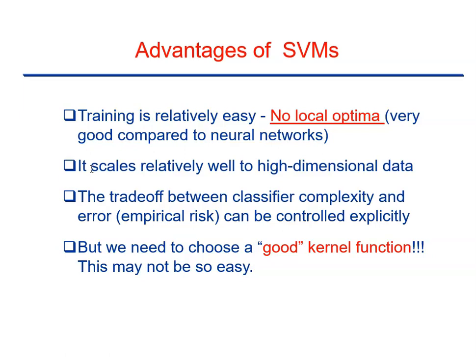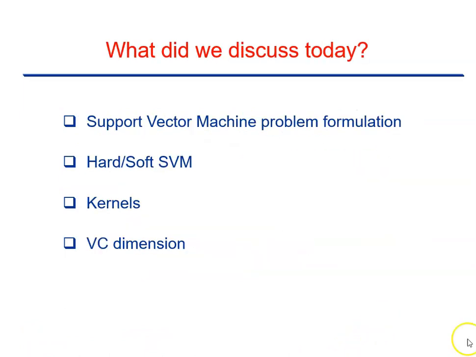However, the most tricky part in training support vector machines is how to choose a good kernel function. As I said, if you choose a good kernel function, data will be linearly separable in a higher dimensional space. If not, it will not be linearly separable, and you will still have the same problem as with other modeling techniques. So today we discussed the support vector machine problem formulation, what a hard and a soft support vector machine is, and how to use kernels, and just reviewed and defined the VC dimension.